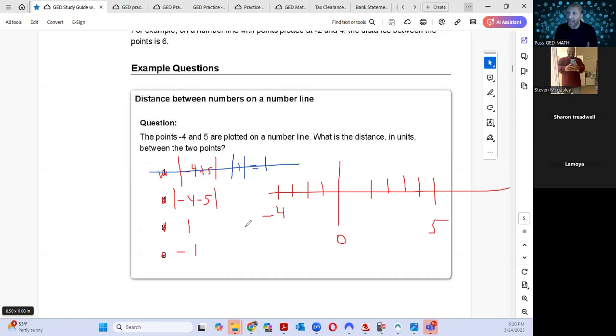Hold on, let me write this down. It's 1 or -1, because we already know the distance between the 2 points was 9. We already counted it off, so it's only one answer left. But let me show you what it is. It's the absolute value of -9, which is also the same as 9. That's one of the first 5.